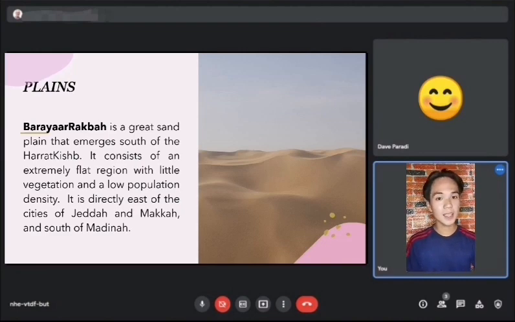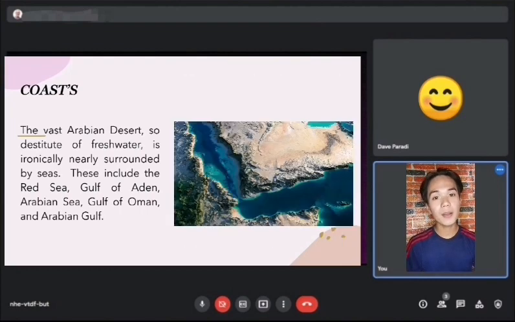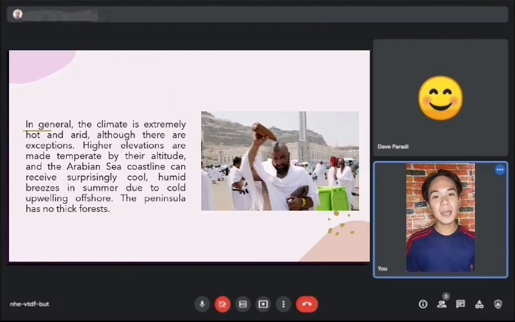These are the coasts in the Arab world. The vast Arabian Desert, which is an institute of fresh water, is ironically nearly surrounded by seas. These include the Red Sea, Gulf of Aden, Arabian Sea, Gulf of Oman, and Arabian Gulf. In general, the climate is extremely hot and arid, although there are exceptions. Higher elevations are made temperate by their altitude, and the Arabian Sea coastline can receive surprisingly cool, humid breezes in the summer due to the cold upwelling offshore.